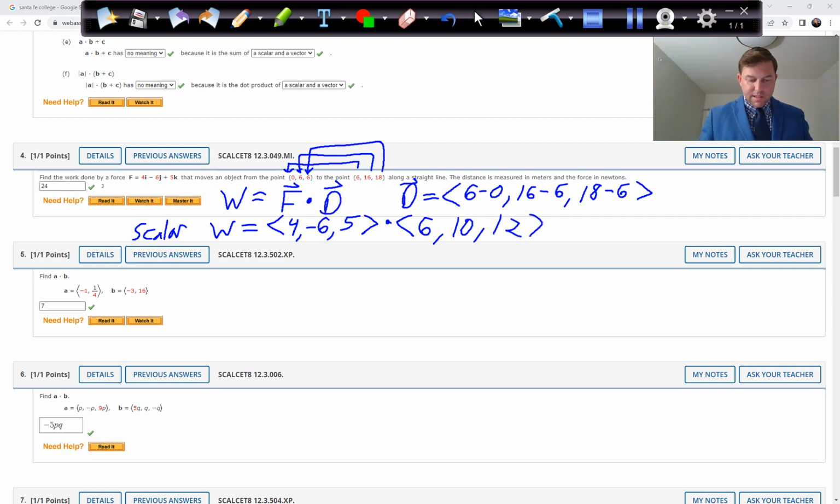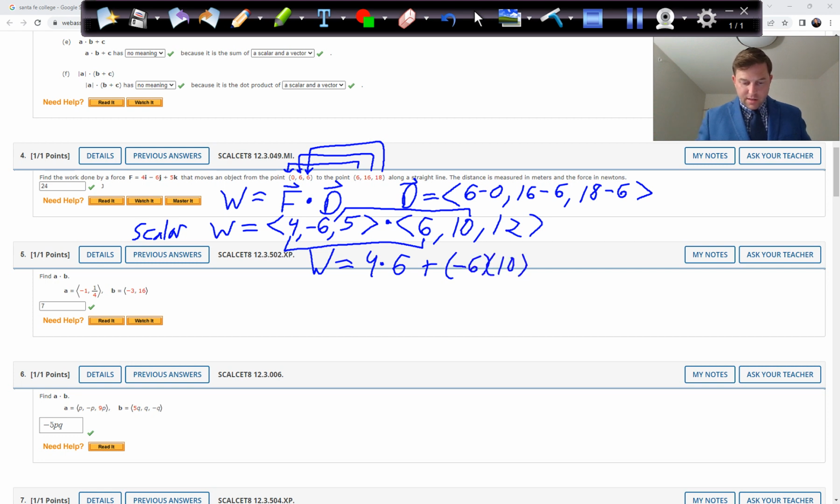Now when we dot this, the work is going to be 4 times 6. So again, we multiply the first two, 4 times 6, plus multiply the second two, minus 6 times 10, and then finally multiply the third with the third, plus 5 times 12. Now this is kind of nice. You get minus 60 and plus 60, those cancel exactly. So the work is just 4 times 6, 24, and the units are joules.